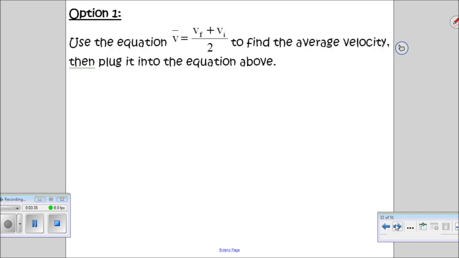Option 1, we can find our average velocity. I'm realizing I forgot to correct this. All these V's with the lines over them are V average. I think I talked about that when we learned about average velocity. All right, so here's a new equation. One option is we can use the equation average velocity is (Vf plus Vi) over 2 to find the average velocity. I should comment, this only works if the acceleration is constant.